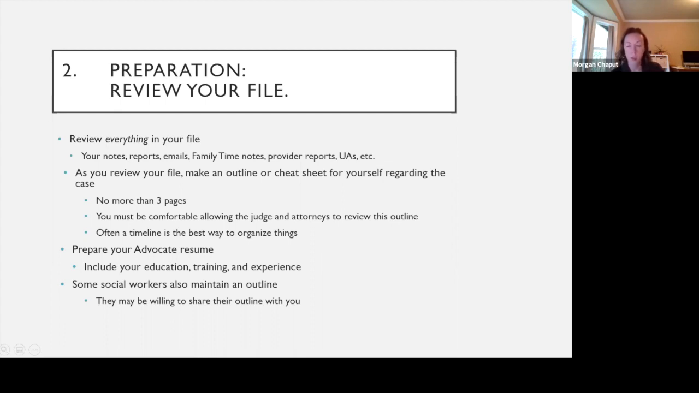Your entire file. My recommendation, these are all my recommendations, but as you review your file, make an outline or a cheat sheet for yourself regarding the case. Ideally, this is going to be no more than 3 pages. And you have to be comfortable allowing the judge and the other attorneys to review this outline. Depending on what your program advises you, you may be able to bring your outline with you to court. But if you do have it, the other attorneys or the judge could ask to see it. So again, it's got to be something that you're comfortable sharing with everybody.